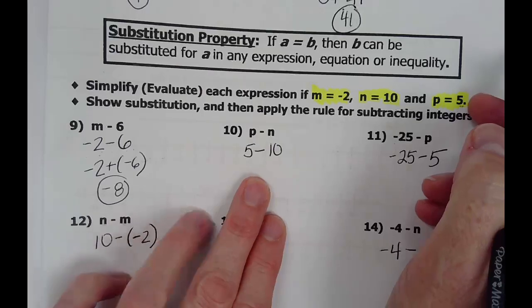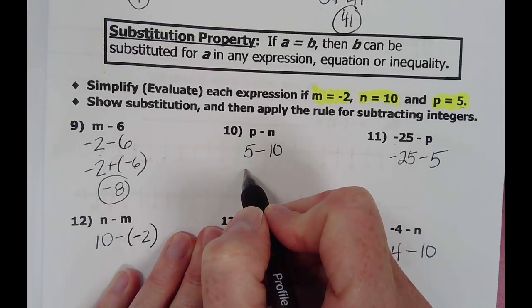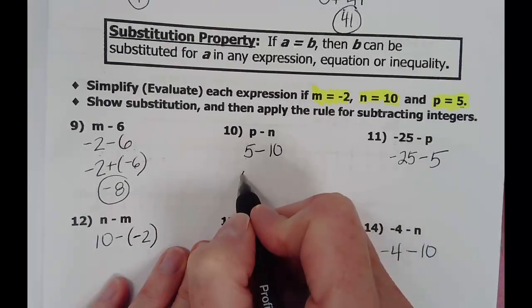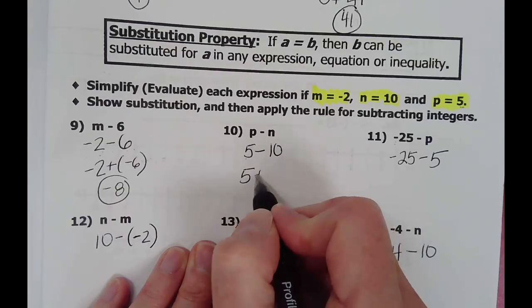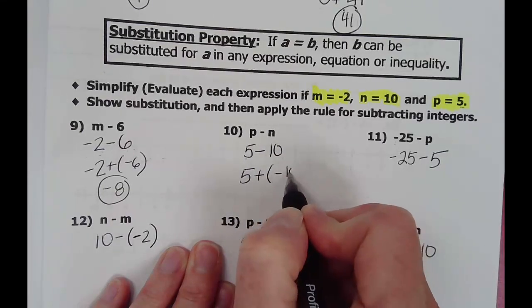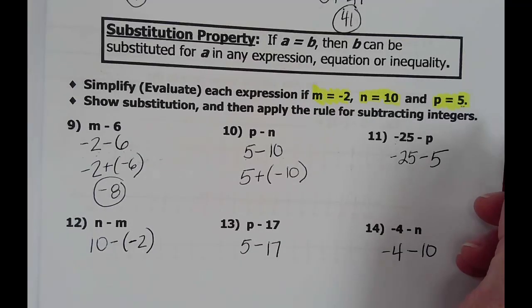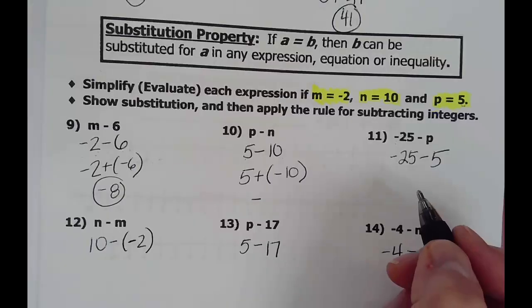I have 5 minus 10. How can I rewrite that? 5 plus negative 10. Put that in parentheses because it comes after the sign and it's negative. If I have 5 positives and 10 negatives, is it positive or negative? Negative what? 5.